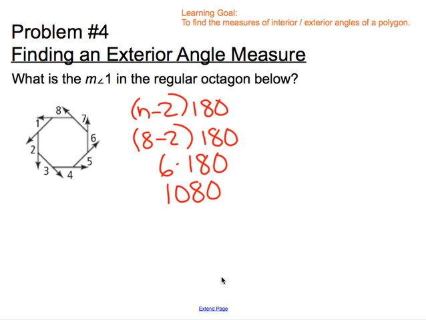Now, if we take the 1080 and divide it by 8, we can find the measure of each interior angle. And that's going to give us a total of 135. 1080 divided by 8 is 135. So each of these interior angles is 135. Now, by the linear pair postulate, if an interior angle is 135, each of its exterior angles is going to be supplementary, so it's going to be 45 degrees.